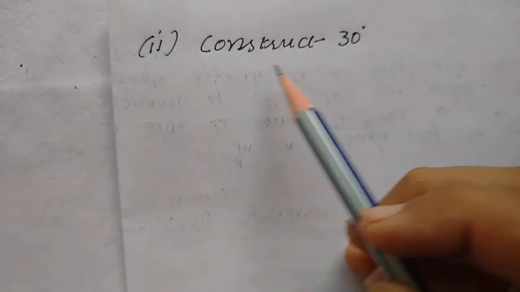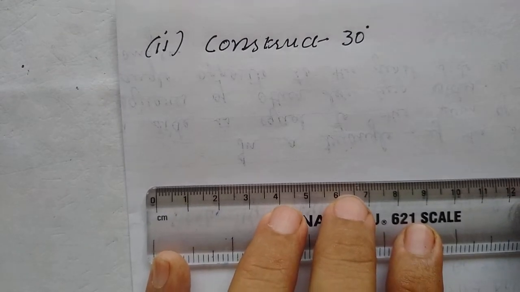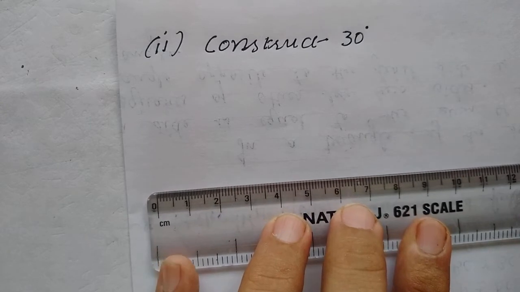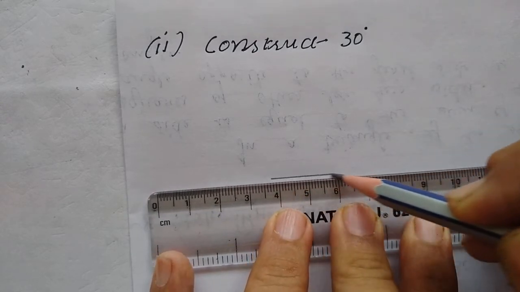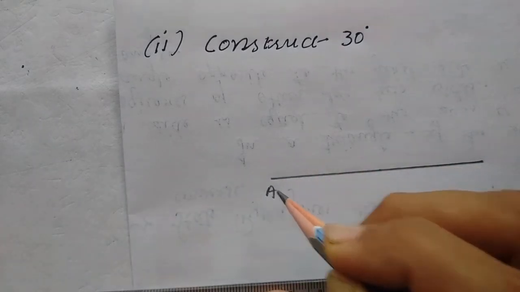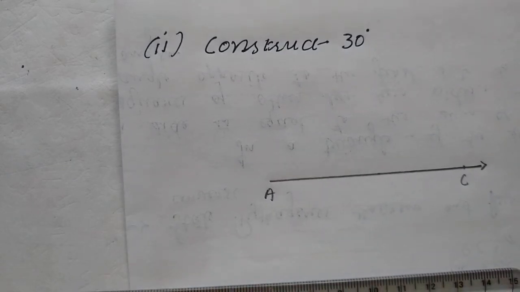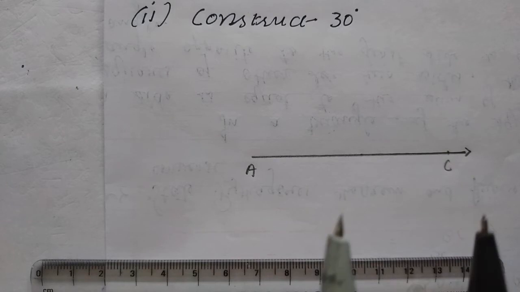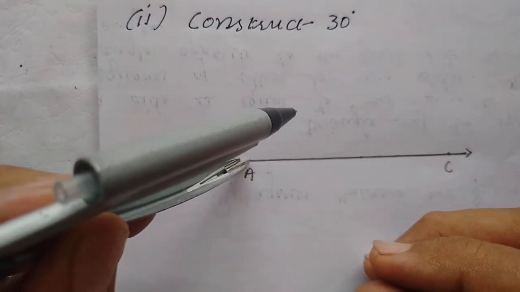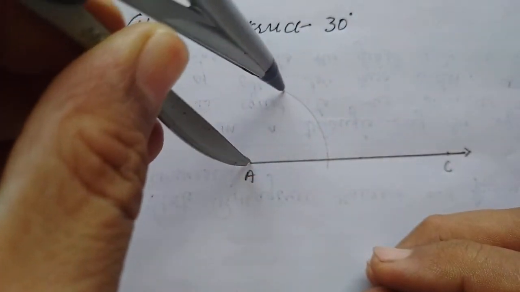Now children, the question is to construct 30 degree. So first of all, children, we have to construct 60 degree, then we will draw the bisector of 60. So first we draw one ray, call it AC. Now children, we will construct 60 degree. For that, take a pair of compass, keep an appropriate radius, put the metal point on A, and draw one arc this way.